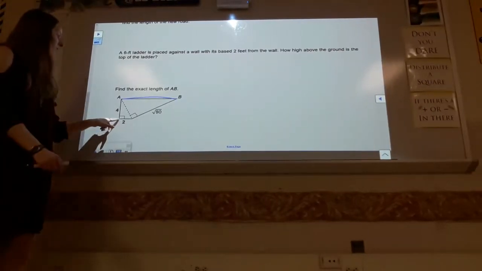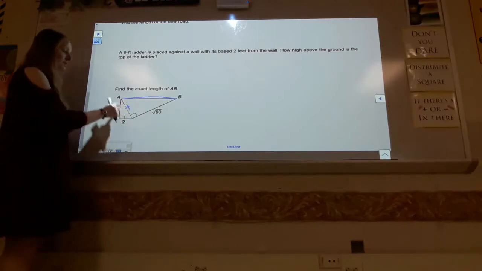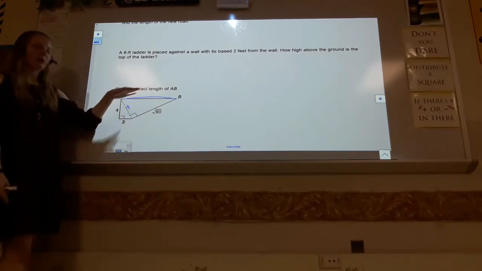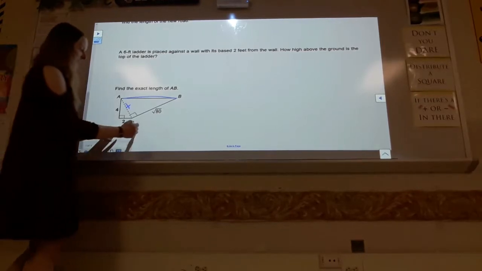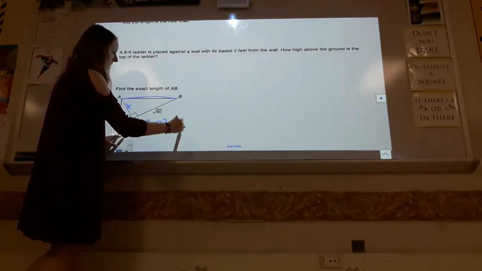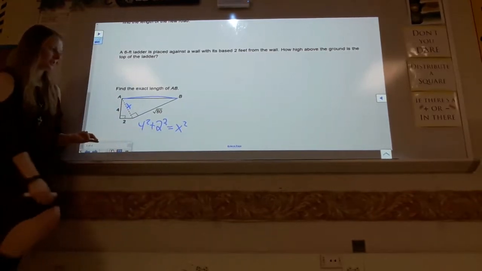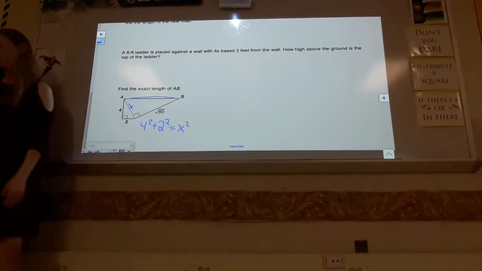Can I use the Pythagorean theorem in this triangle first? Let's say our goal was to find this side before we find that one. You can do the Pythagorean theorem really quickly: 4 squared plus 2 squared is equal to x squared. So 16 plus 4 is 20.